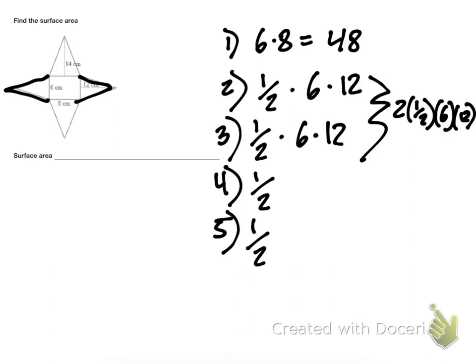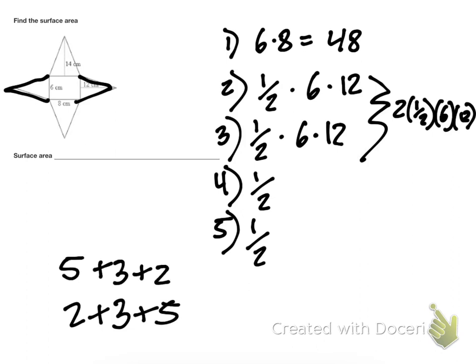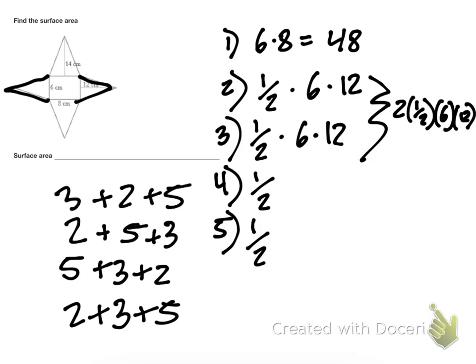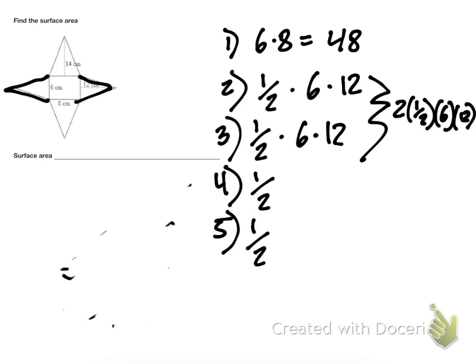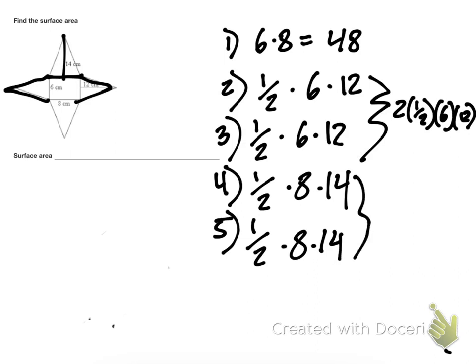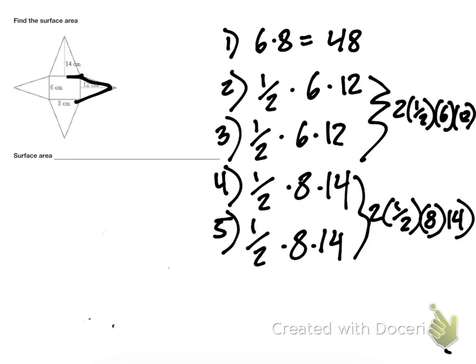Notice with multiplication, there's many, many ways that we can write the same thing. Same with addition. 2 plus 3 plus 5 is the same as 5 plus 3 plus 2, which is the same as 2 plus 5 plus 3, which is the same as 3 plus 2 plus 5. All of these are the same thing. Then, for my other ones, I have 8 and 14. 8 times 14, which is the same as 2 times 1/2 times 8 times 14. Exact same thing. You can either find each of the 5 sides just like that, or you can identify that there are 2 pairs of sides.